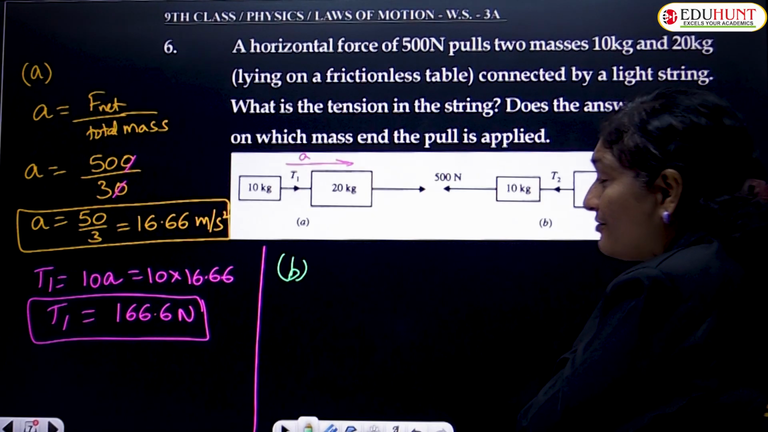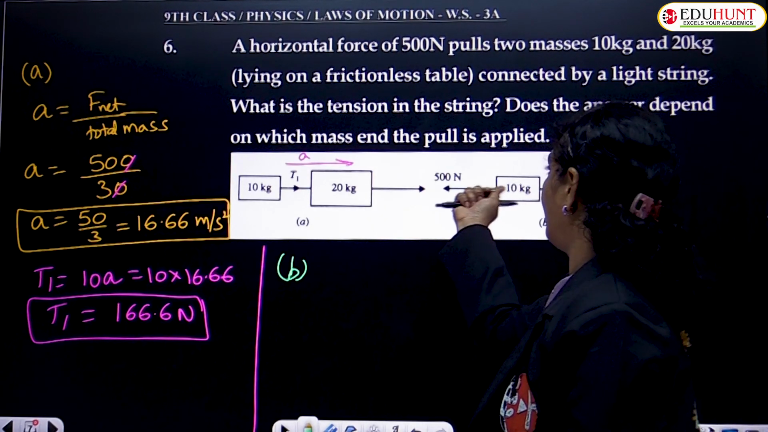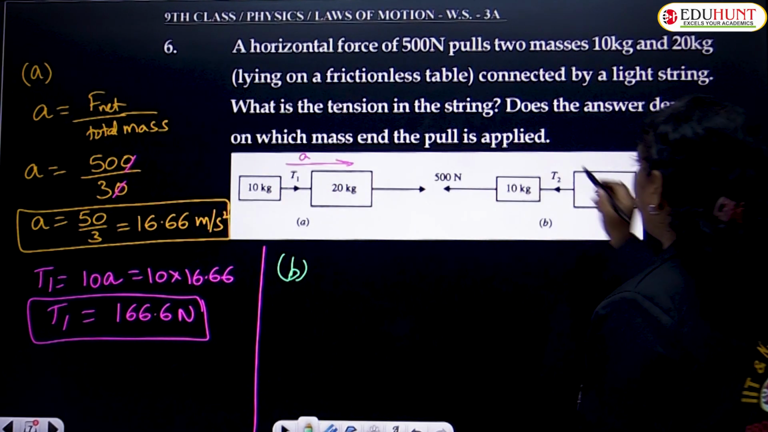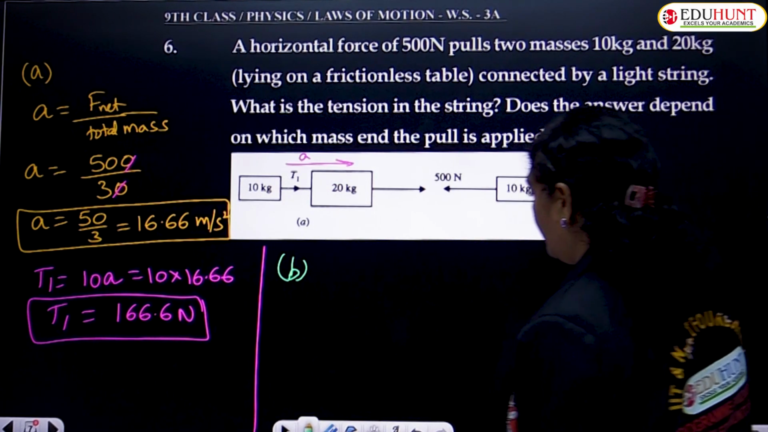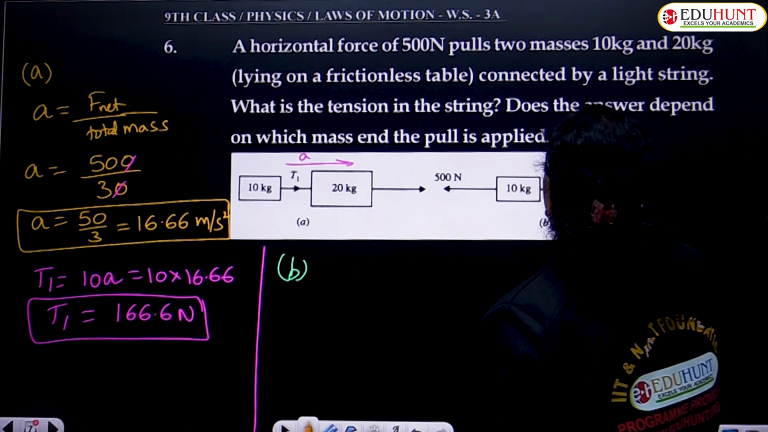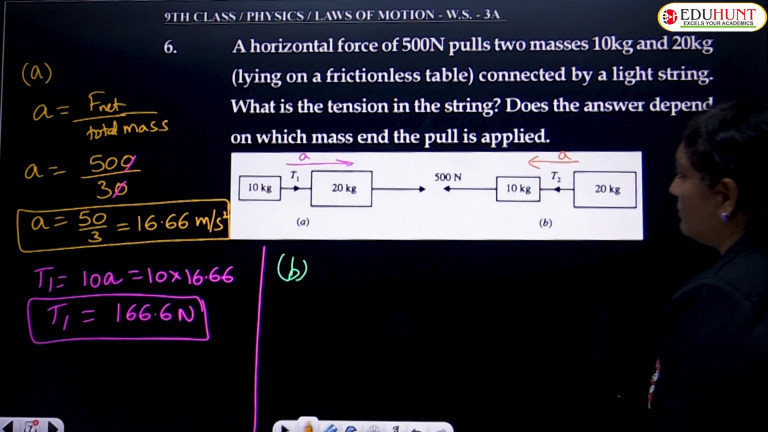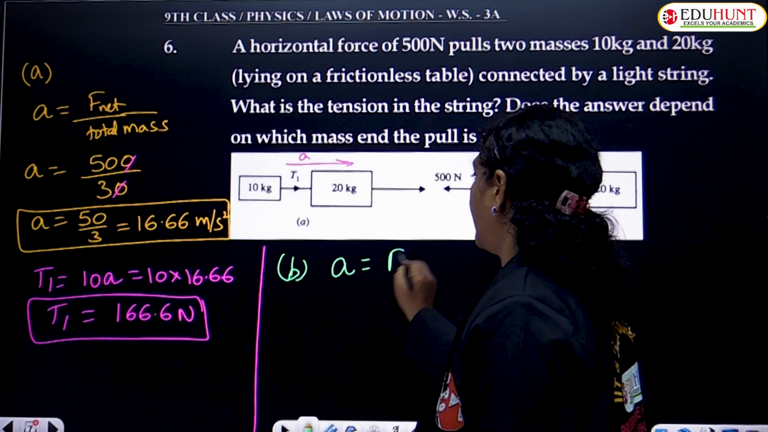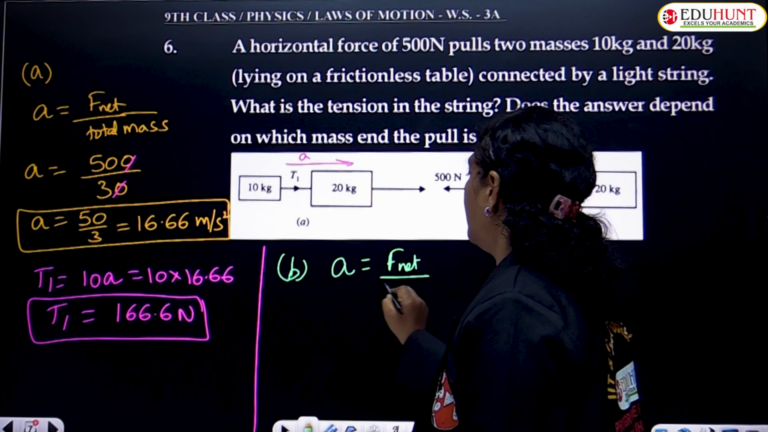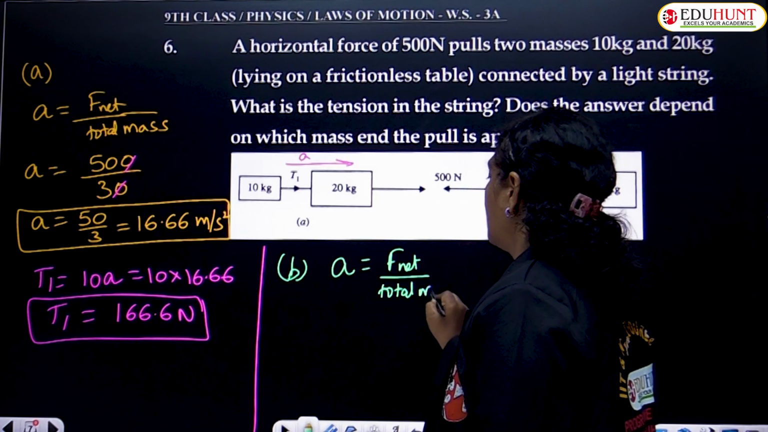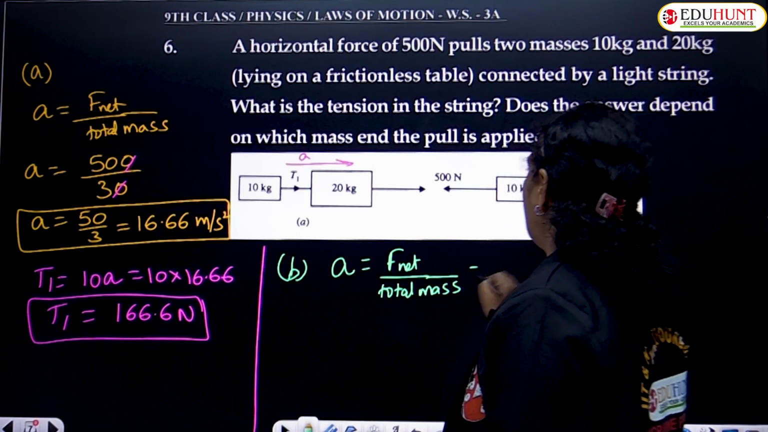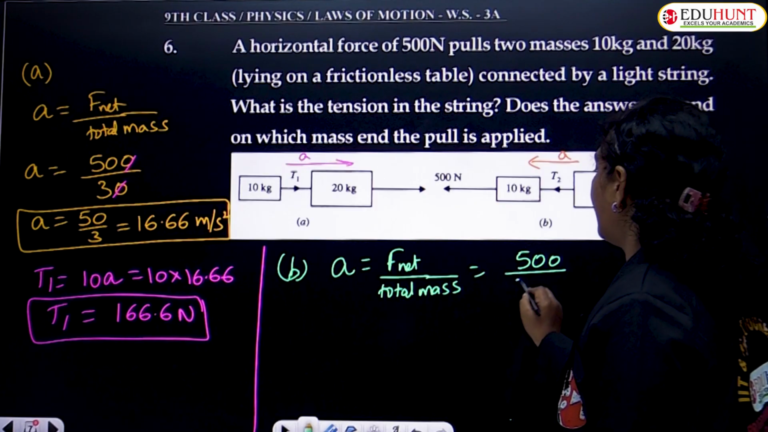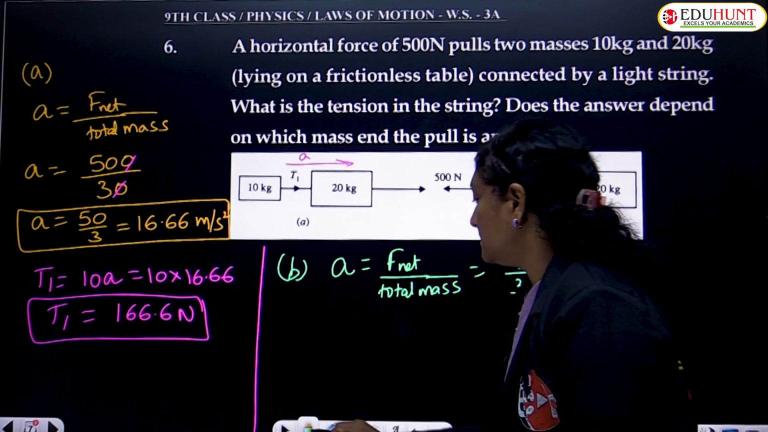First of all, let us try to find out the acceleration of the system. As the force is attached to the 10 kg and pulls towards the left side, the complete system will be accelerated in which direction, children? Towards left. Accelerated towards left. Okay, so acceleration of the system is again net force upon total mass. So what is the net force acting on the system? Net force is again 500 Newton, upon total mass 10 kg plus 20 kg, again 30 kg.